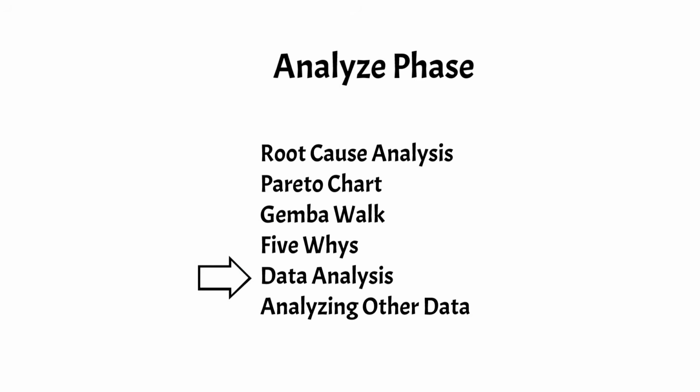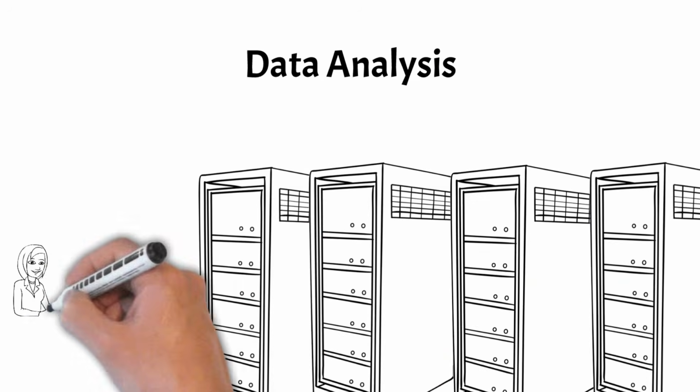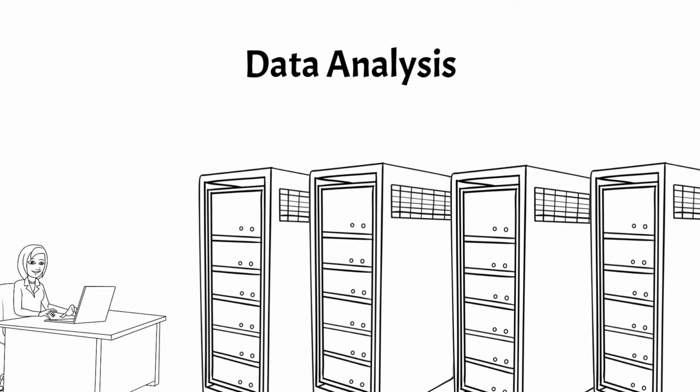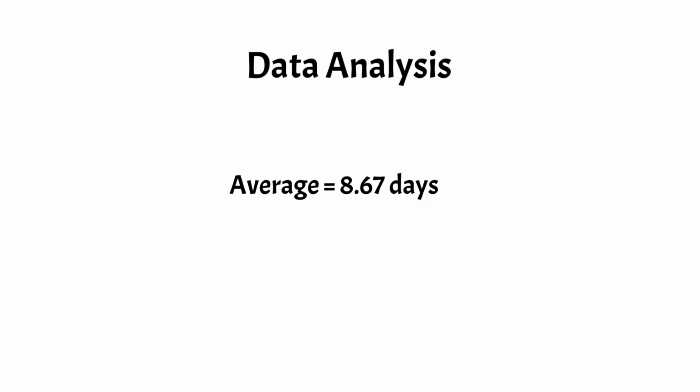Data analysis. Data is important, but raw data is not enough. It needs to be analyzed in a systematic way, which often requires the use of statistics. So we might, for example, compute the average fulfillment times reported previously. That average is 8.67 days. It represents the central tendency of the data.